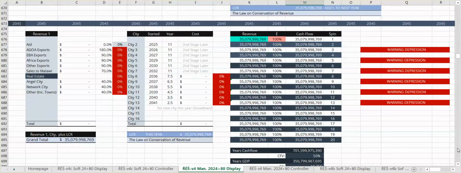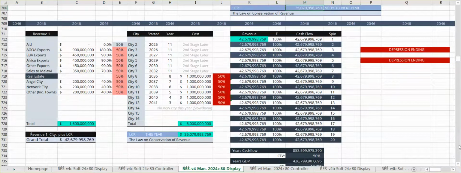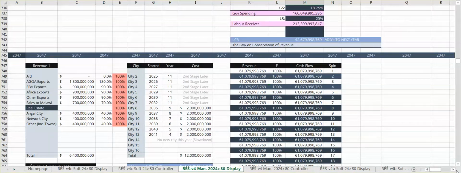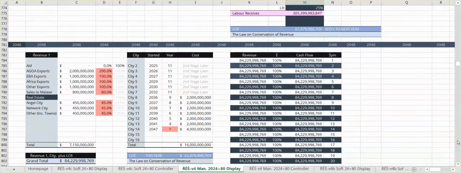Okay, so there we go. That's depression. Depression ending. And I think this time I kept the E high. Went to see where we could take it.